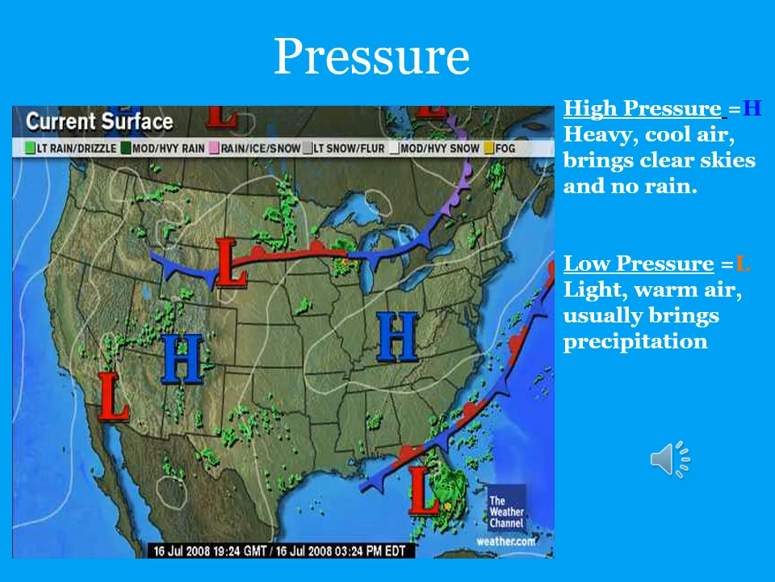Right. P is for pressure, so you have pressure systems. Now, heavy pressure, heavy cool air brings clear skies and no rain. Low pressure brings light, warm air and usually brings precipitation with it. Okay. At the equator and at both lines at 60 degrees latitude, the air is rising. So where air rises, we get rain. So those areas tend to be very humid.